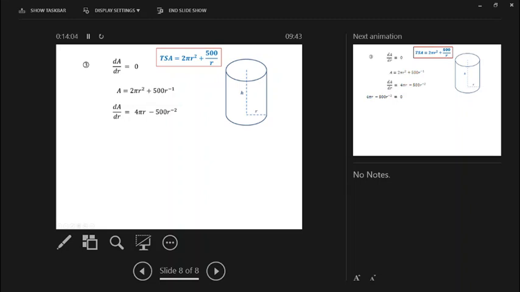Ons het altyd gehad afgeleide van Y in terme van X. Okay, but when we start doing the questions together, I'll spend more time on the writing of this. Okay, but what do I do with this now once I have the derivative? Equal to 0. Okay, en van daar af is dit net oplos.